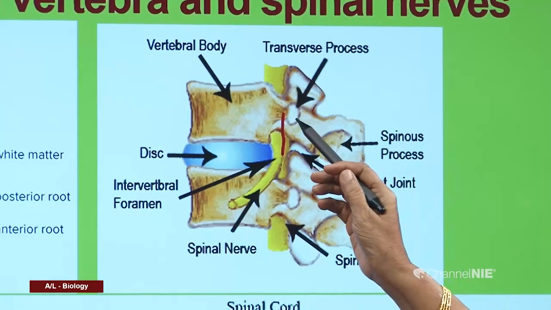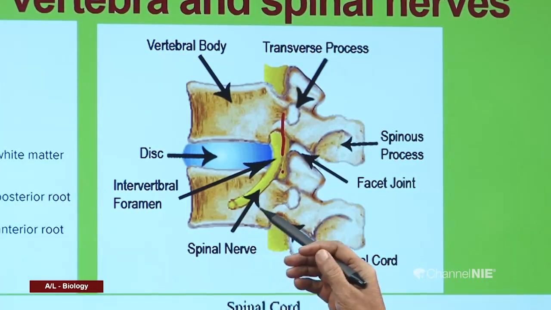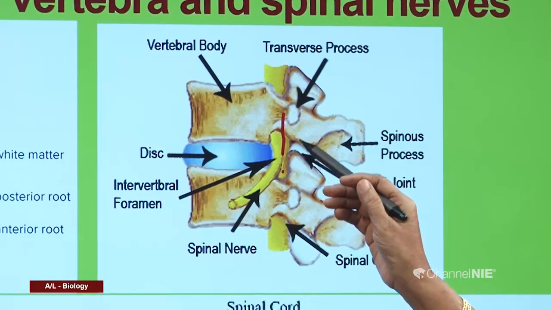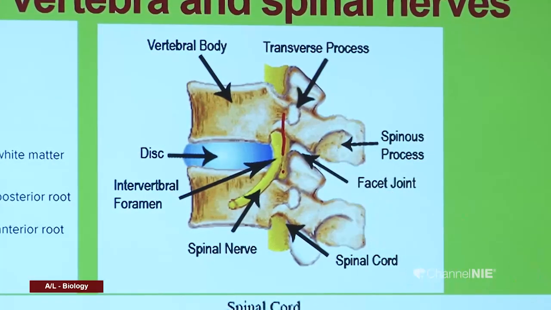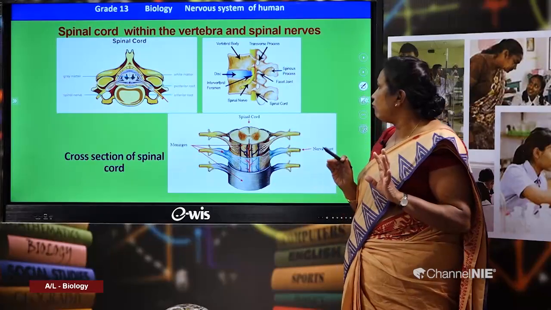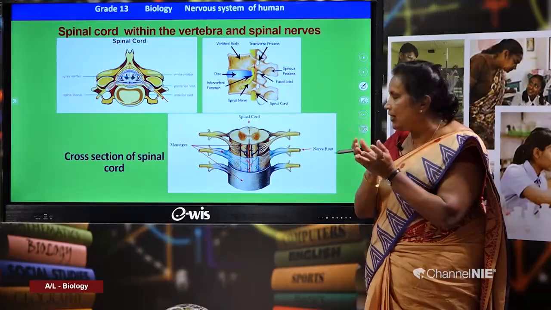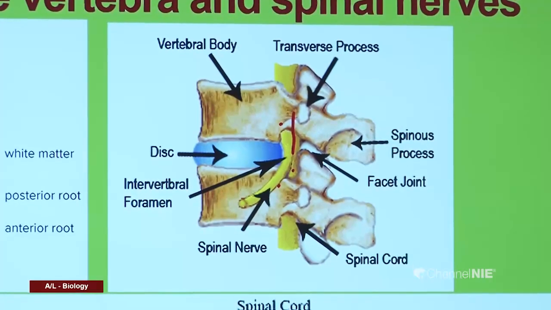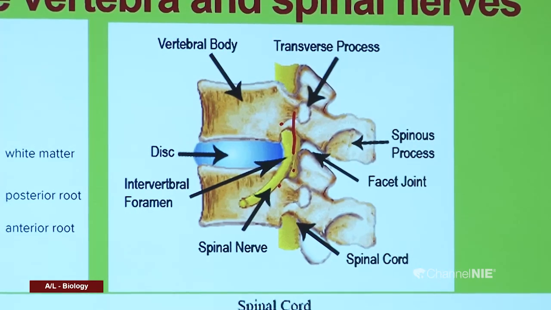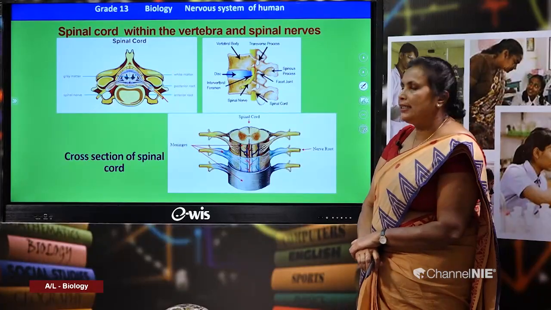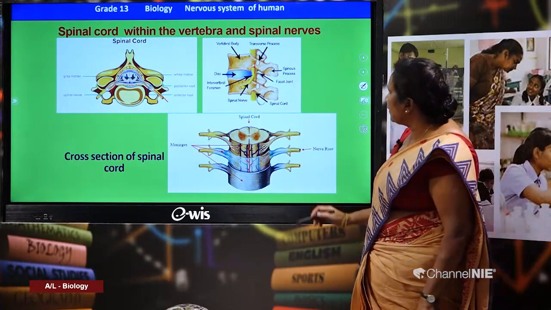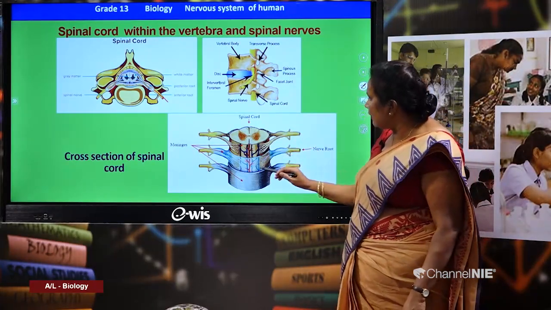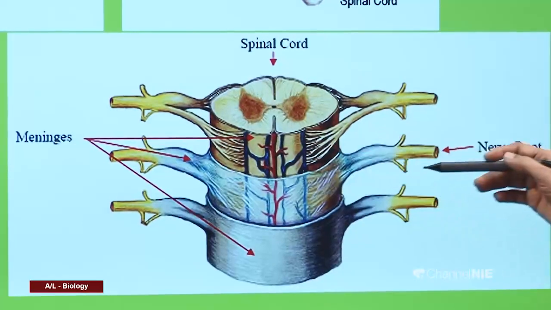Spinal nerves move between two vertebrae, through a very small hole between them, which is called the intervertebral foramen, through which spinal nerves emerge. Then here I have shown the cross section of the spinal cord.